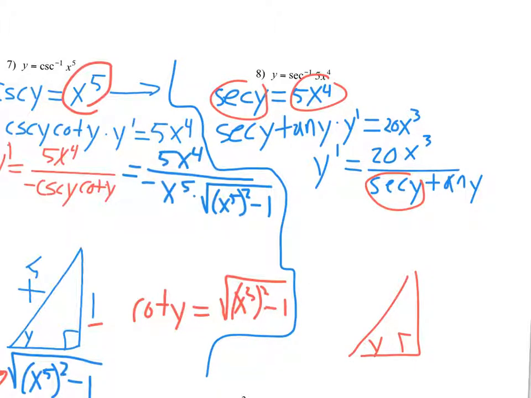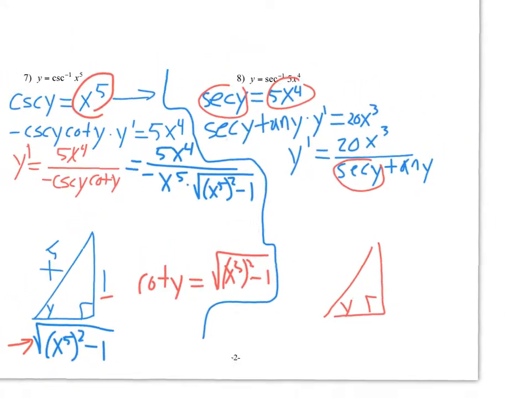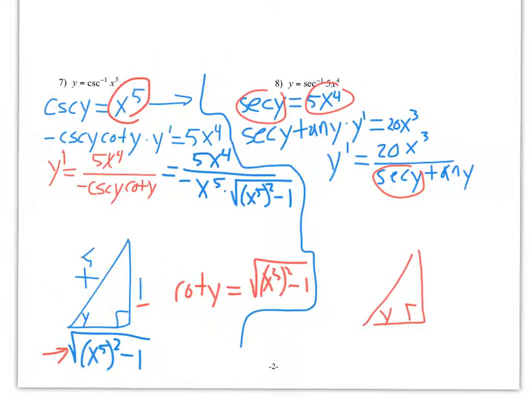Secant is going to be hypotenuse over adjacent. It's the reciprocal of cosine. So we're going to have 5x to the 4th and 1. And then this last side is going to be the square root of 5x to the 4th squared minus 1, and that's inside a square root because of the Pythagorean theorem.